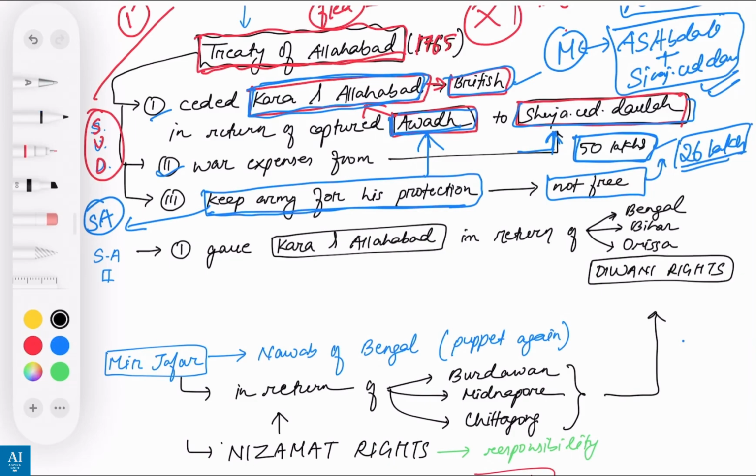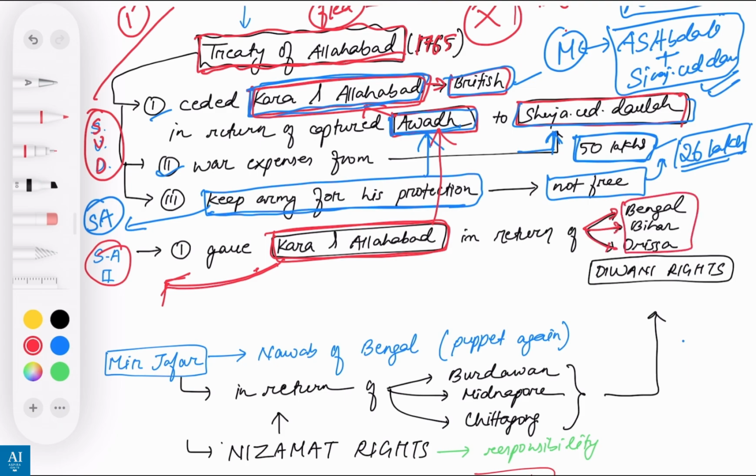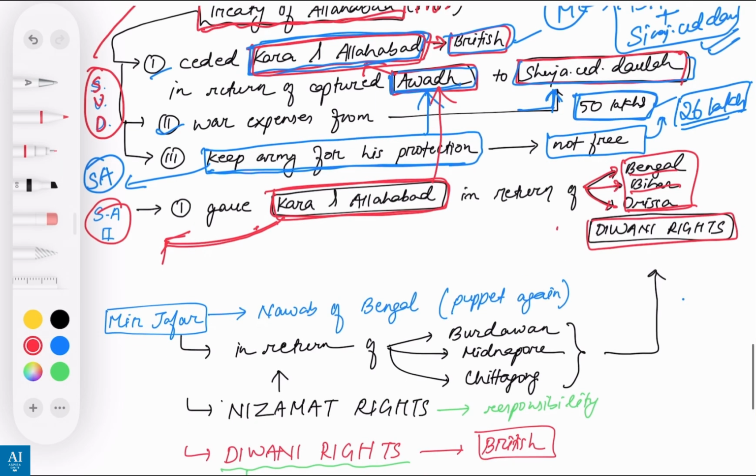So now, with Shah Alam II, who was Shah Alam II? Shah Alam II was the Mughal emperor. Obviously, the British will give some respect for the future use of Shah Alam II. Sorry, the British gave Kara and Allahabad to Shah Alam II. Kara and Allahabad were taken from the Nawab of Awadh, that is Siraj-ud-Daulah, in exchange for Awadh. And now it is given to Shah Alam II. Why is it given to Shah Alam II? The British wanted the rights of Bengal, Bihar, and Orissa, that is the Diwani rights. And this is the main thing that changed the course of the whole history of India.